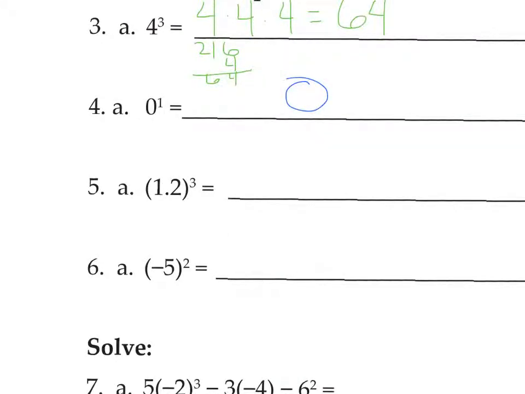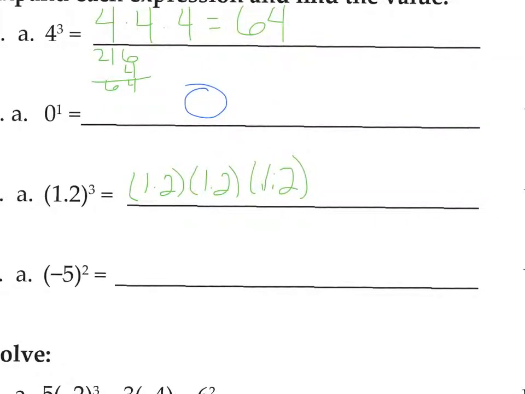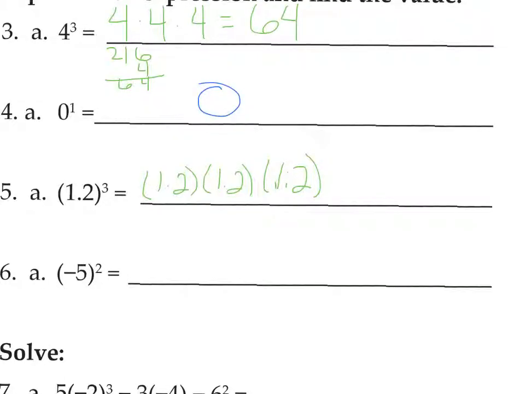All right, 1.2 cubed. What does that mean? 1.2 times 1.2 times 1.2. All right, if you multiply those together, you get 1.728.